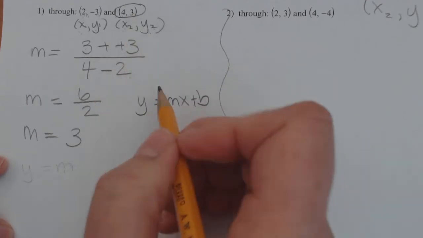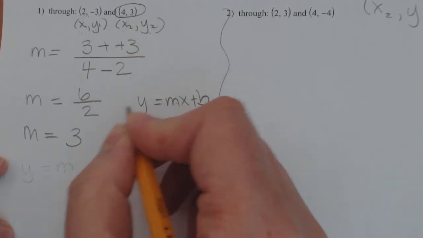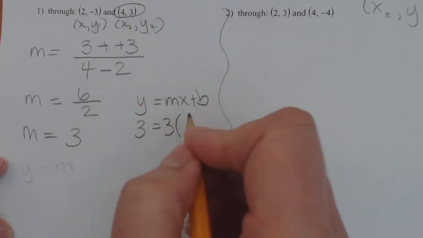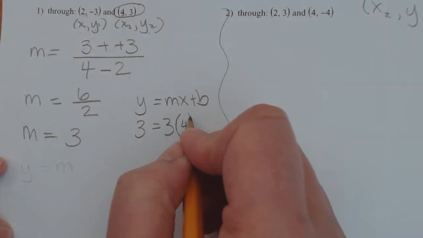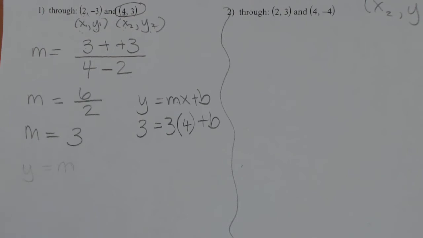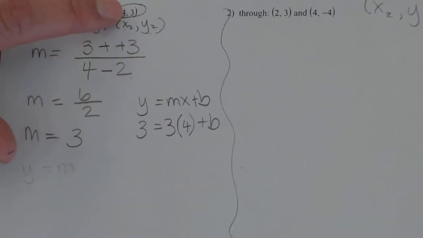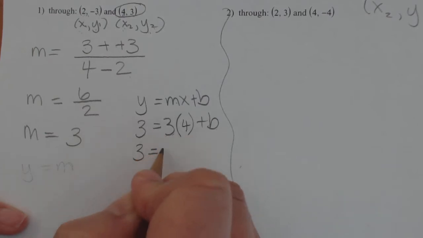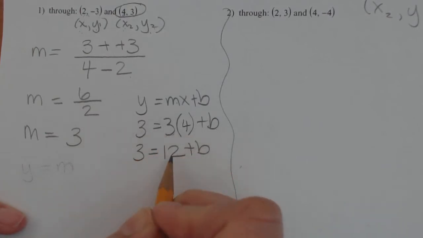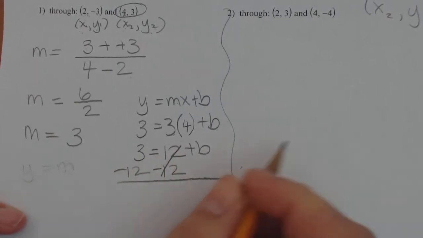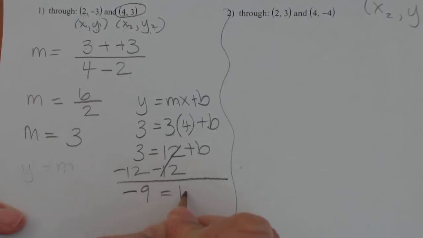My y was 3, so I'm going to put my 3 in. My m was also 3, multiplied by my x, which is 4, plus b. This is exactly the same steps that we were using when we were given the slope and 1 point. So we solve for b. Multiply first: 3 equals 3 times 4, which is 12, plus b. I need to bring my 12 over to the other side. It's positive, so I'm going to subtract 12 from both sides. 3 minus 12 gives us -9, which is b.